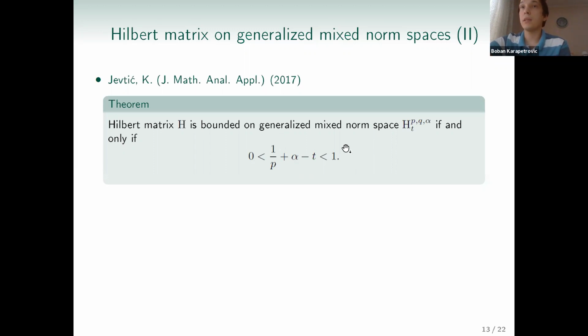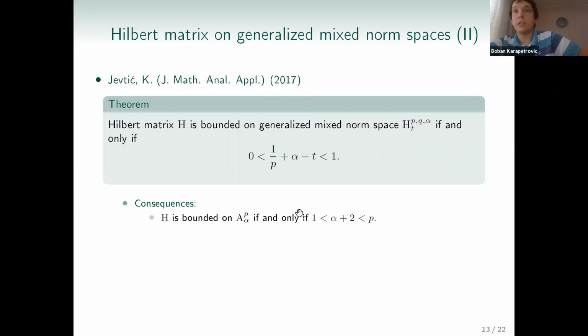So we obtain that the Hilbert matrix H is bounded on the weighted Hardy space H^P_infinity alpha if and only if 1 over P plus alpha is strictly less than 1. So this is a result from 2012 by Lanucha, Novak, and Pavlovic. And also we have the following consequences. First, we obtain this result.